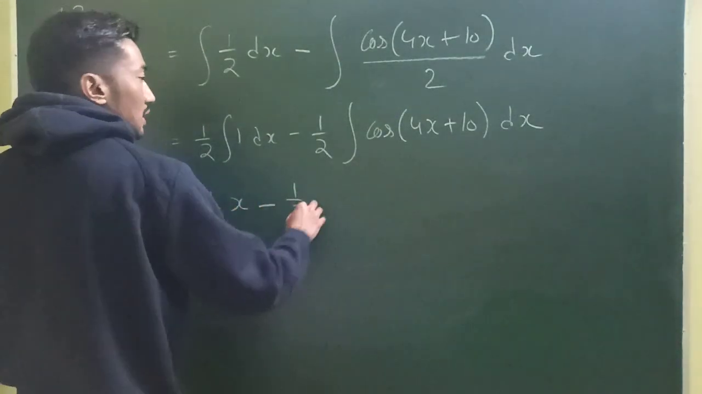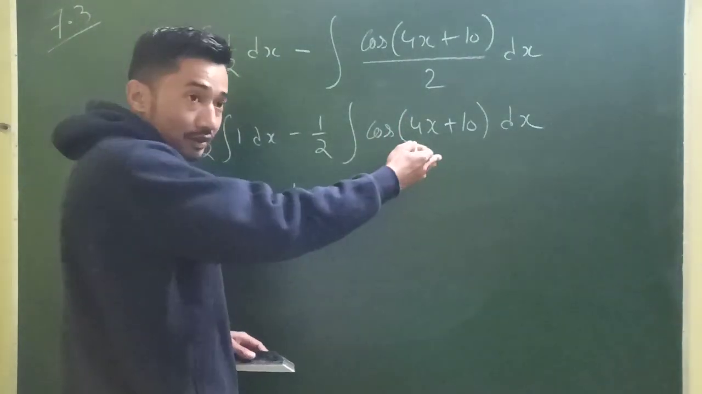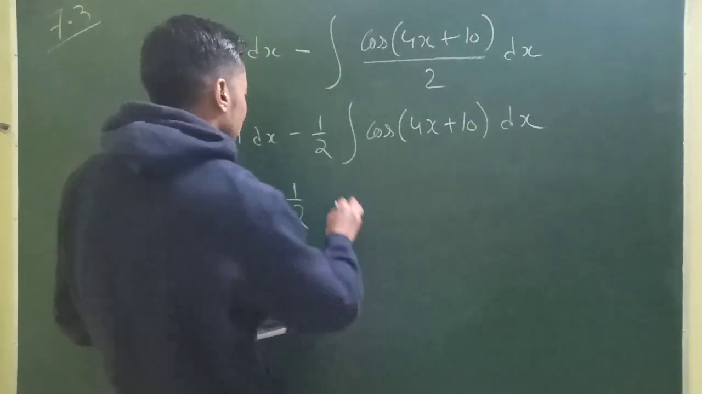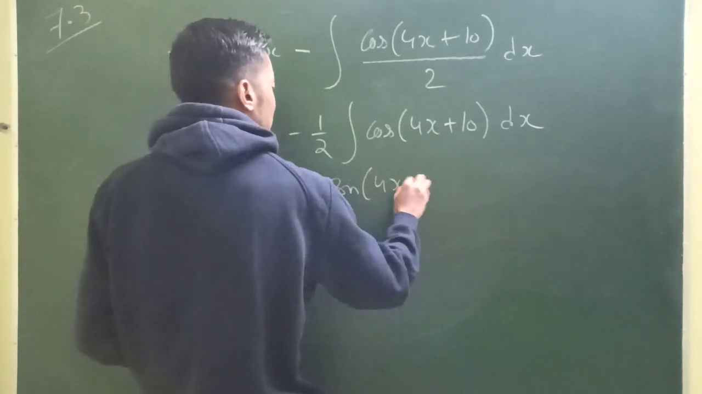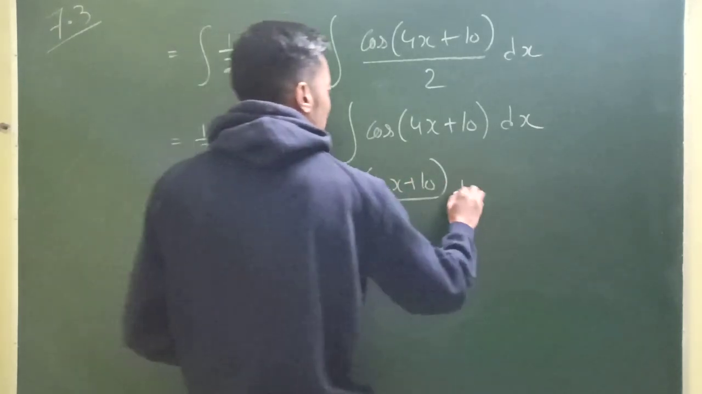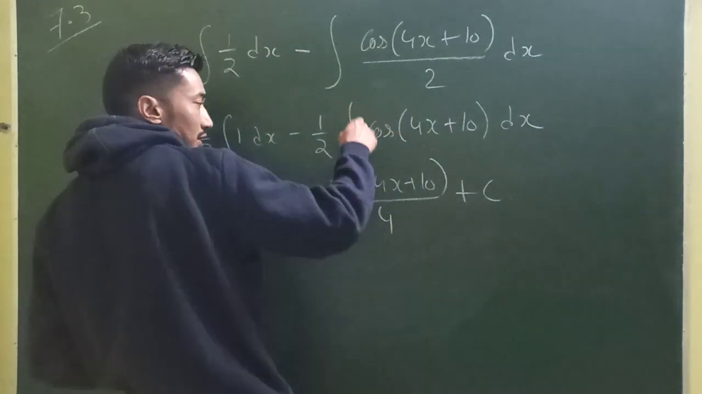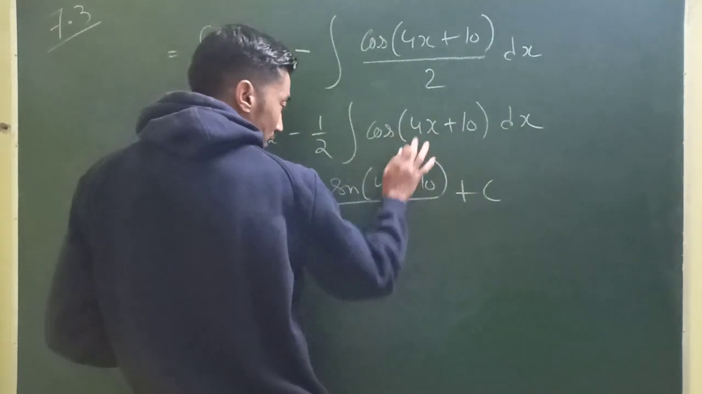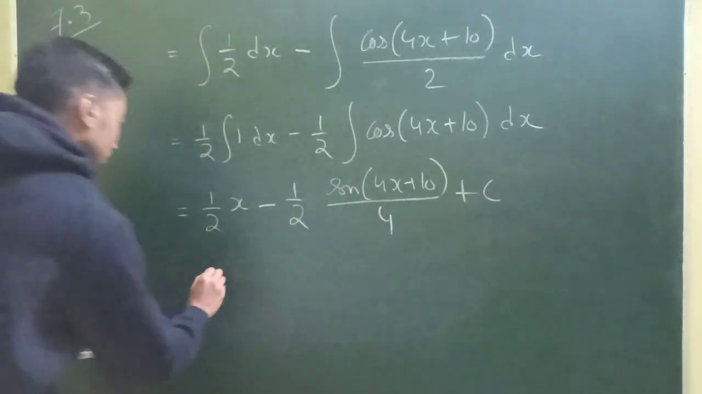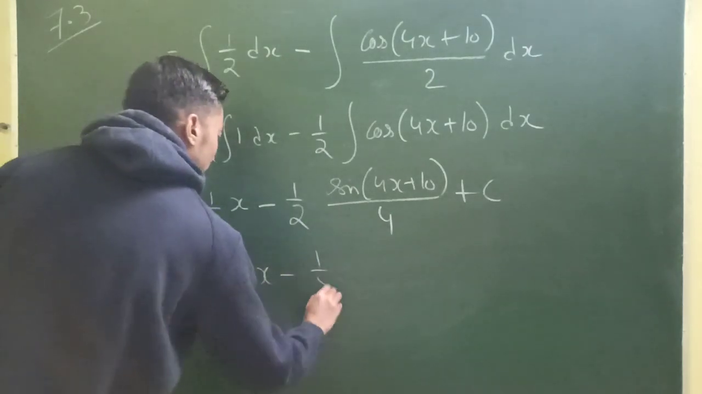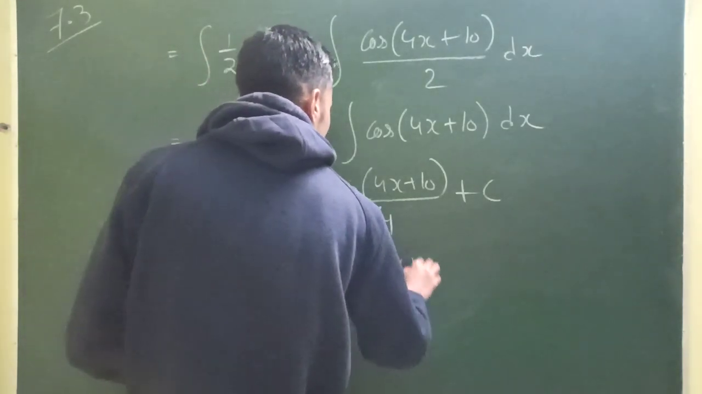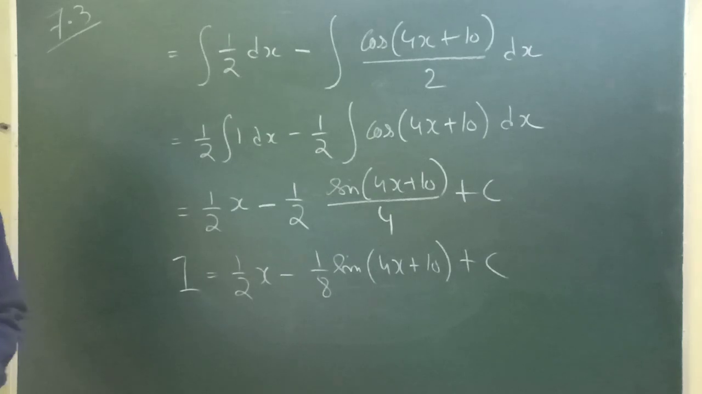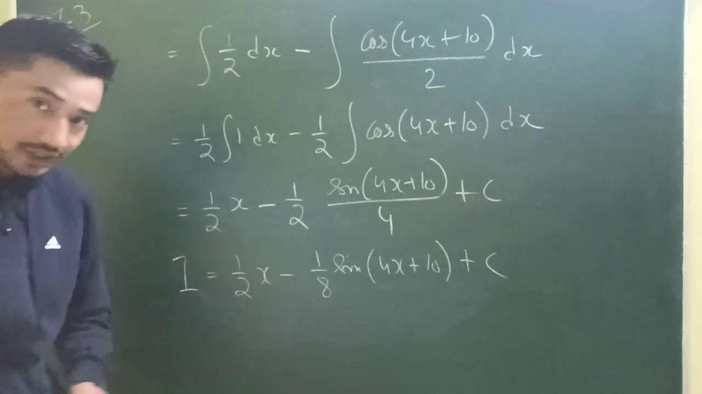The integral of x minus 1 by 2. This one also I just gave you the formula for. If you have written it down, you can check it there. So to save some time, I'll straight away write down sine 4x plus 10 divided by 4 plus c. Because I've written that the integration of cos of ax plus b is equal to sine of ax plus b divided by the coefficient of x, that is a. So our solution is 1 by 8 sine of 4x plus 10 plus c. I guess that's fine.